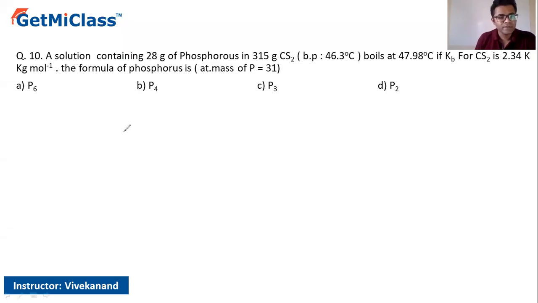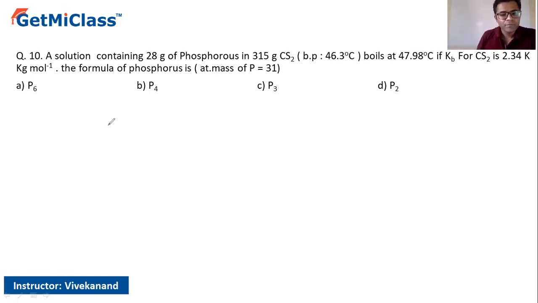Question number 10. A solution containing 28 grams of phosphorus in 315 grams of carbon disulfide. Given that the boiling point is 46.3 degrees Celsius, the solution boils at 47.98 degrees Celsius. If Kb for CS2 is 2.34 kg per mole, find the formula for the phosphorus, given that the atomic mass of phosphorus is 31. All right.